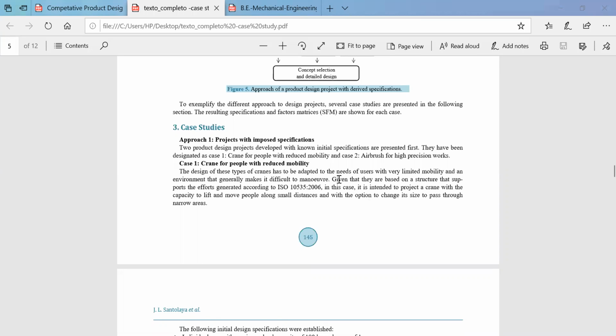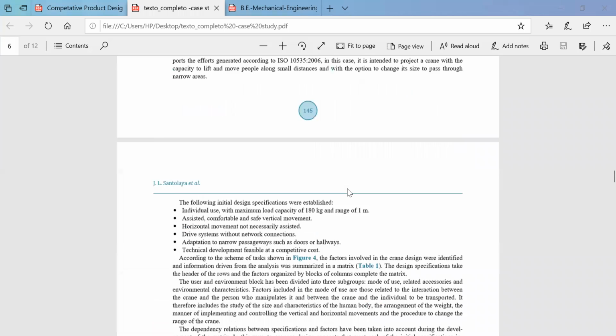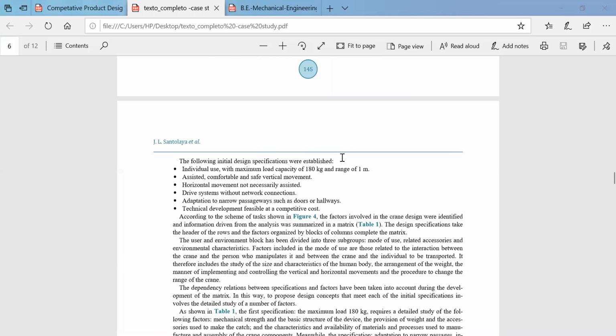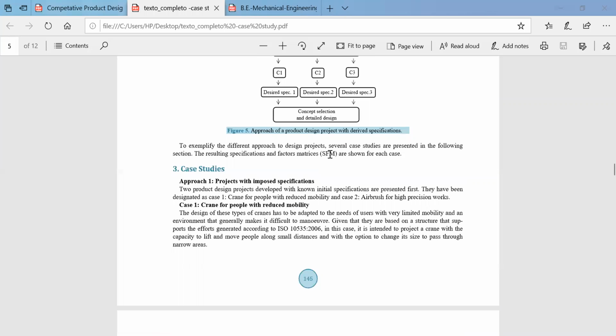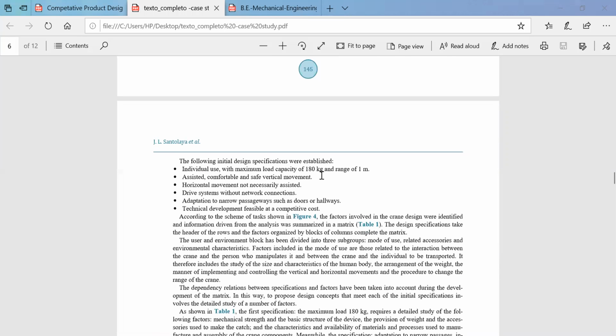So in actual, they were having a structure that supports the efforts generated according to ISO standards. Right. So the following design specifications were established as per the need of the users. So what were the changes here? Individual use with maximum load capacity of 180 kg. Okay. And it should be of range of 1 meter only.